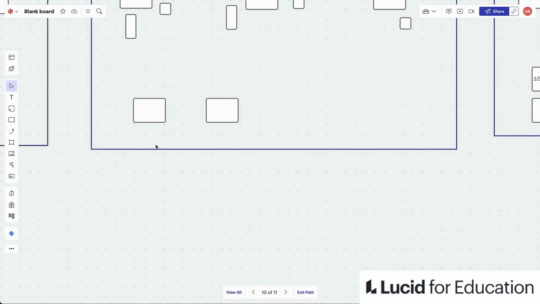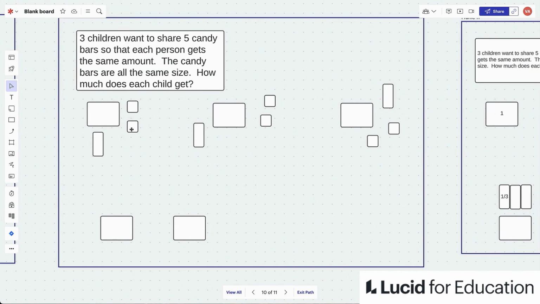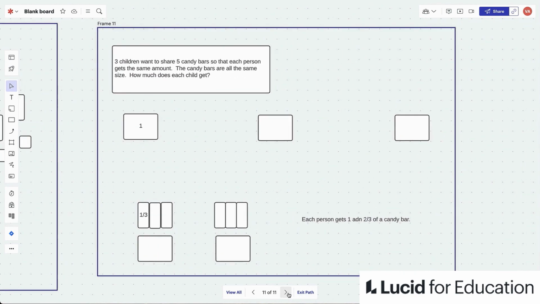We also noticed the student really did such a good job making these equivalent. And so we talked about how one third and two sixths are the same thing. And by the end of the conversation, the student was able to answer and kind of clarify their thinking more. And so you can see that they typed an answer right here. Each person gets one and two thirds of a candy bar.